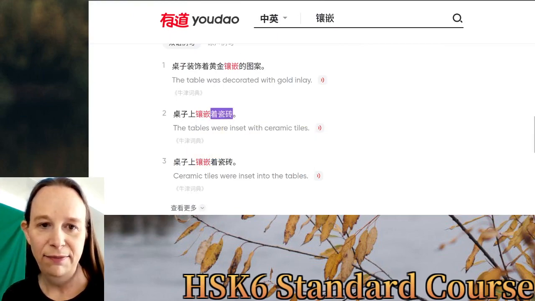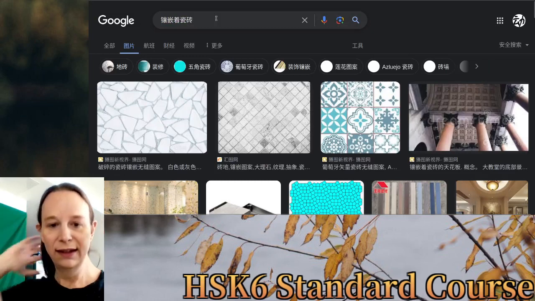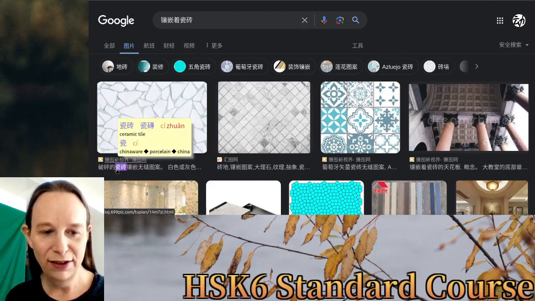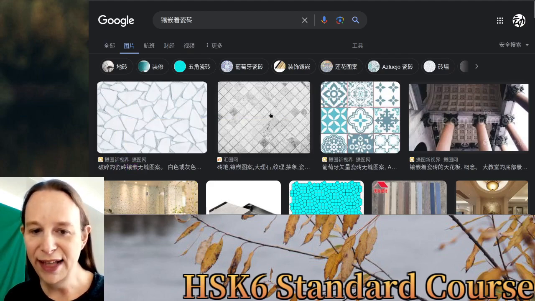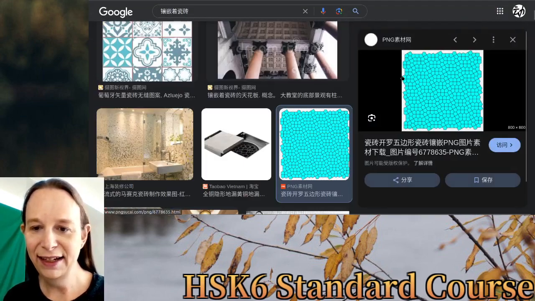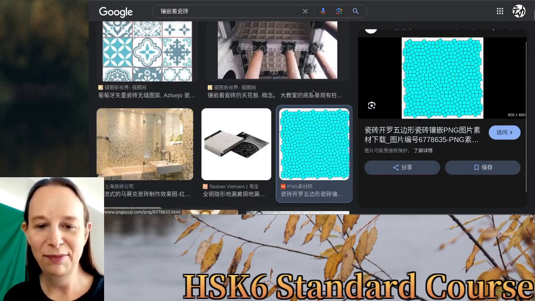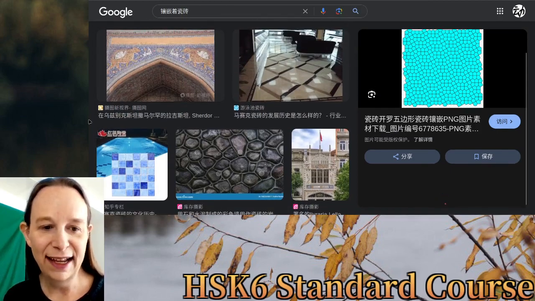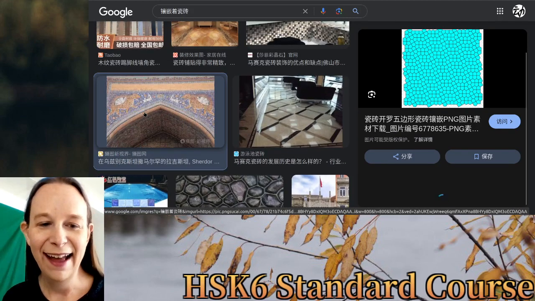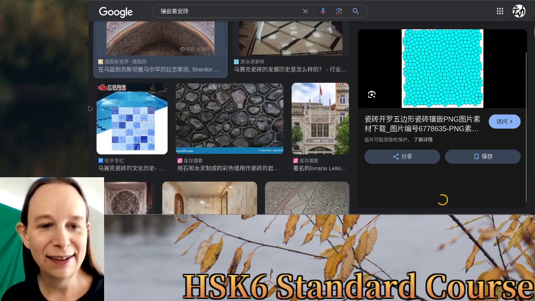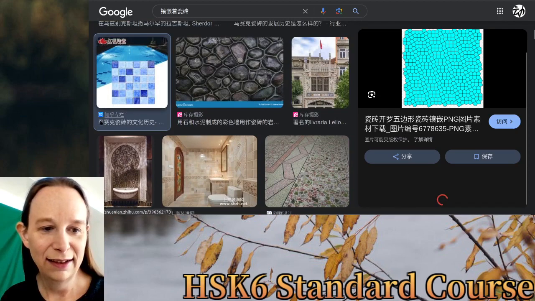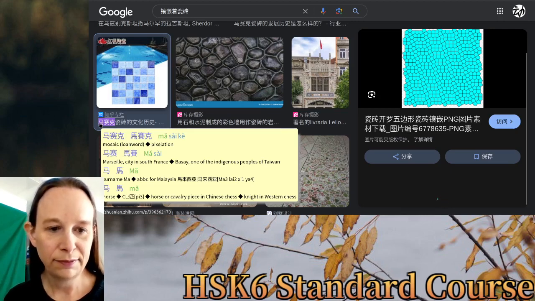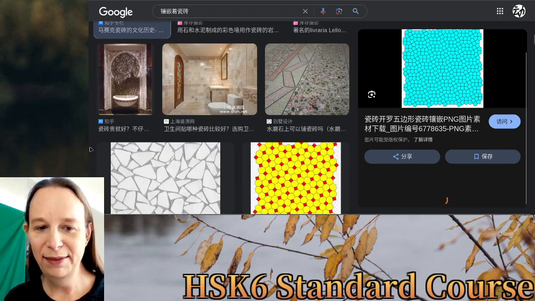桌子上镶嵌着, let's put that. So 瓷砖. So 镶嵌着瓷砖, inlaid. Yeah, 瓷砖, ceramic tile. Or maybe this is mosaic. Yeah, this looks more like tessellation, doesn't it? Yeah, it looks like that's an important definition for this. What's this? Uzbekistan. I think I've been there. I went to Tashkent once for a chess tournament. Okay, what's this? 马赛克, mosaic. 马赛克. So that seems similar.